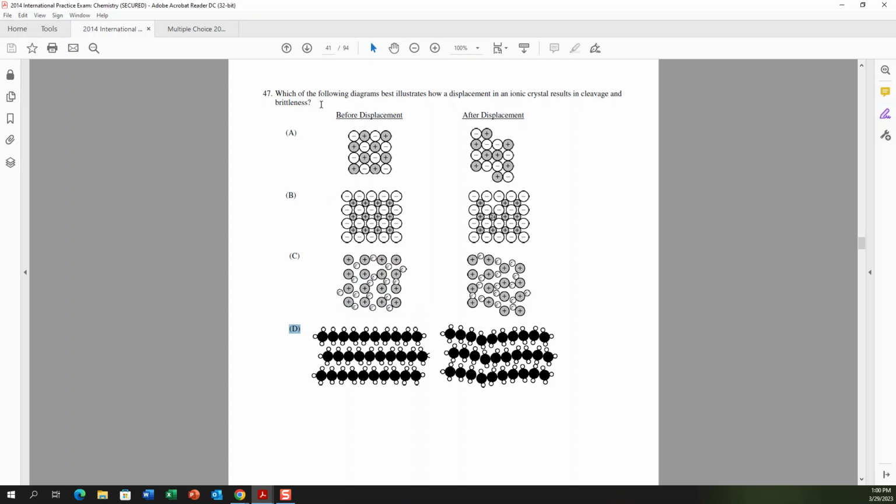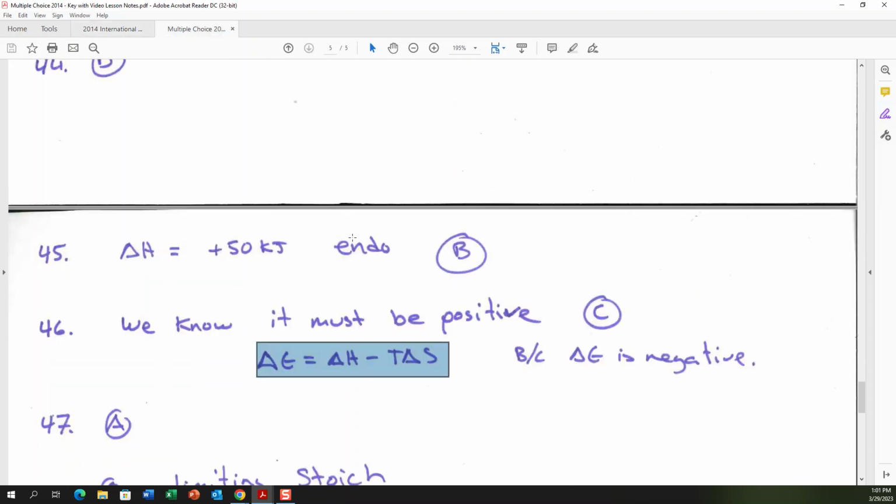And remember, a cleavage point or brittleness is when you apply pressure to the crystal, and that forces the negative ions to line up next to each other and the positive ions next to each other, and then they break apart because they repel each other. So before and after, negative next to negative, positive next to positive. So choice A for 47. Okay.